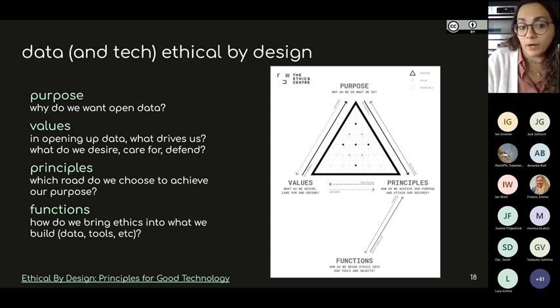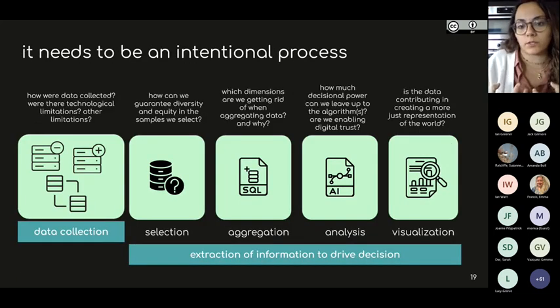We need to talk about our purpose. Why do we want open data? And the values and the principles behind this need to go hand in hand, and they need to inform all the time the functions. So what are the tools actually that we then bring to the world to open up the data? And this needs to be an intentional process.